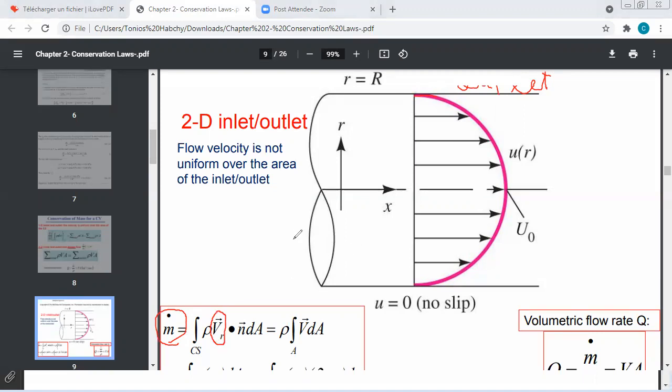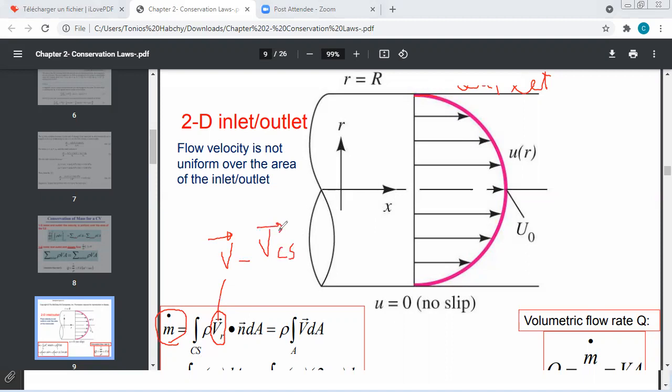But in general, if we deal with a fixed surface, so if the surface is not moving, then V_R is equivalent to V, the absolute velocity of the flow. While if the surface is moving, we should not forget to subtract from the absolute velocity of the flow the velocity of the control surface.